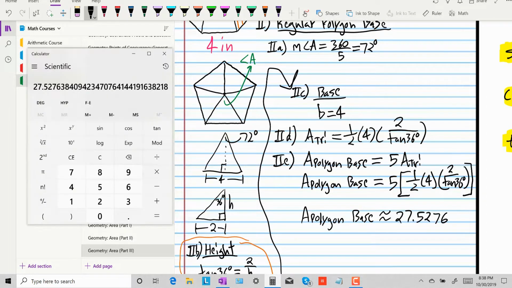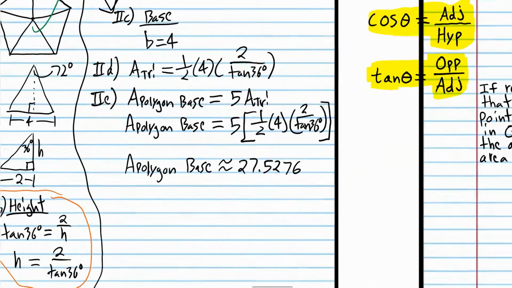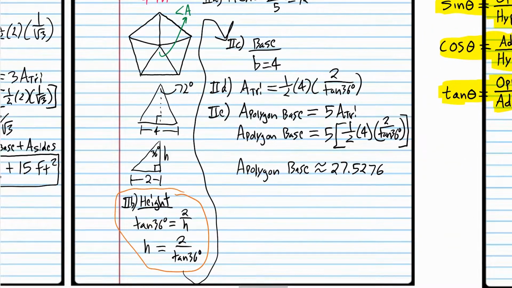27.5276. Whoops. Because we're in an intermediate step, we need to carry out more decimals. And then we have finally part 3. Part 3 is the surface area of the pyramid, which is equal to the area of the polygon base plus the area of the sides.